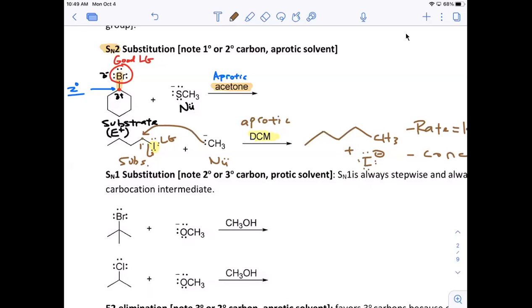That's why we walked this first example down, looking at the substrate, the solvent, the nucleophile, and the leaving group, because all of those factors help you determine whether a mechanism is SN2 or SN1. But the two biggest things are the substrate and the solvent. If the solvent is aprotic, more than likely it's going to be SN2. If it's protic, more than likely it's going to be SN1.